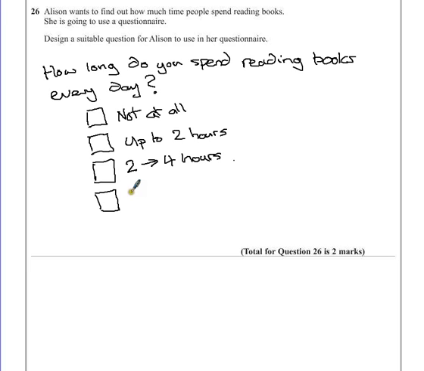So for your final one, you could just say more than 4. Any option that you chose to put in there, as long as they're sensible, don't overlap, or have reasonable gaps between them, should get you your second mark.